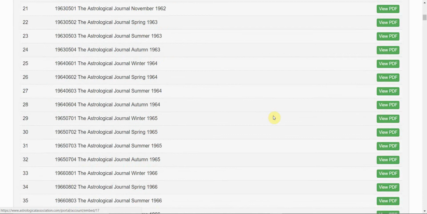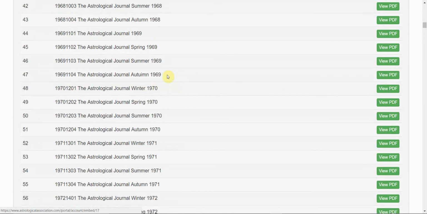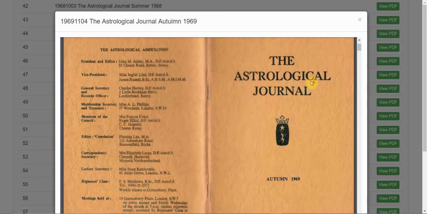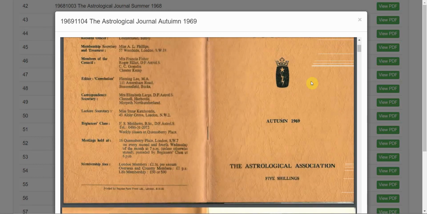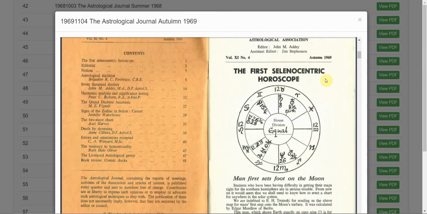We fast forward now to 1969, and I'm going to look at the autumn of 1969 for a very interesting reason. You'll see that firstly the journal has changed its layout. It's an A5 document, and we have scanned it two pages up. But what I wanted to show you was this first selenocentric horoscope. In other words, a horoscope for when man first set his foot on the moon, drawn moon-centric rather than Earth-centric, geocentric. And there's the chart.